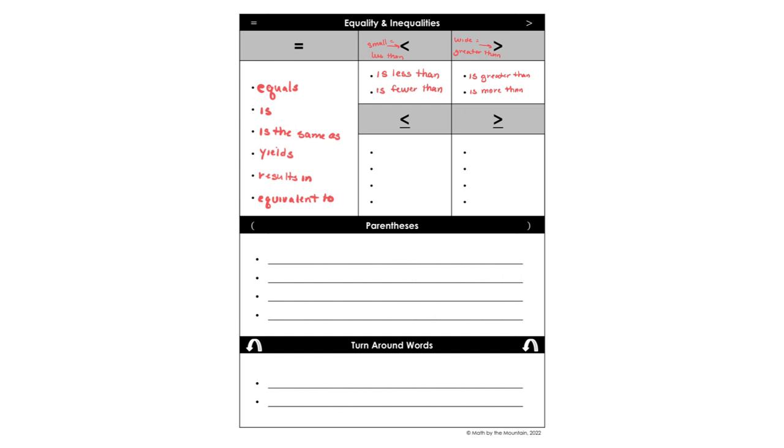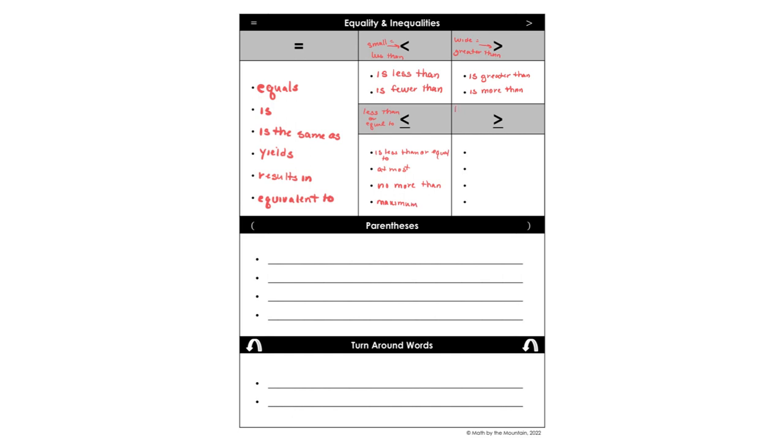So this one is less than or equal to. And the keywords are, of course, is less than or equal to, at most, no more than, and maximum.